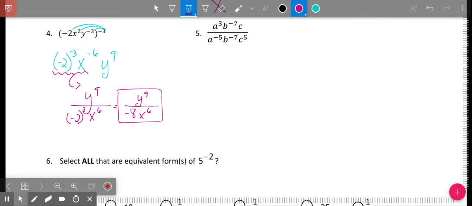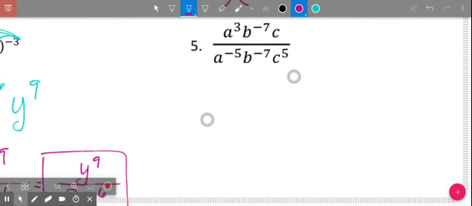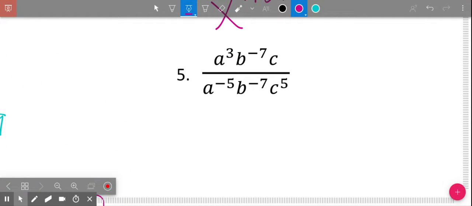All right, so I hope you went and tried that one on your own. Okay, so this is our quotient property. So that means we just need to subtract all of our exponents. Looking at the a's first, we have 3 minus a negative 5. When we subtract that negative number, that means we're going to add it. So 3 plus 5 gives me a to the 8th.